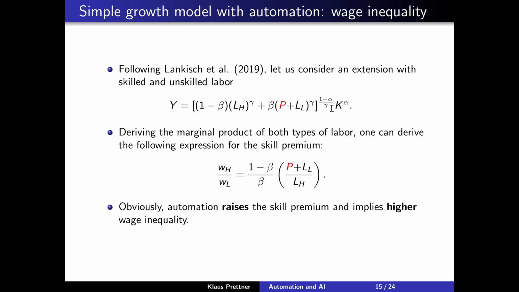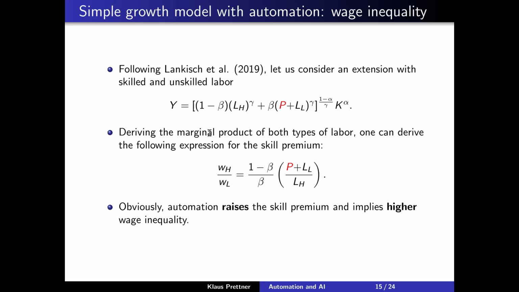If gamma is negative, then the two are cross complements. If gamma goes to minus infinity, we would have perfect complements. When gamma goes to 0, we would have a Cobb-Douglas structure, and gamma in between 0 and 1 would mean gross substitutability between low-skilled and high-skilled workers, and only if gamma is equal to 1, we would have perfect substitutability.